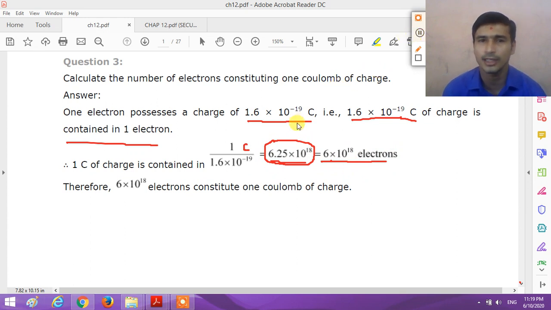So similarly, you can calculate the number of electrons present in 2 coulomb of charge. So instead of 1 coulomb, we place 2 coulomb: 2 divided by 1.6 into 10 raised to minus 19. We get the answer, right? The number of electrons present in 2 coulomb of charge. So you can calculate it by yourself also.